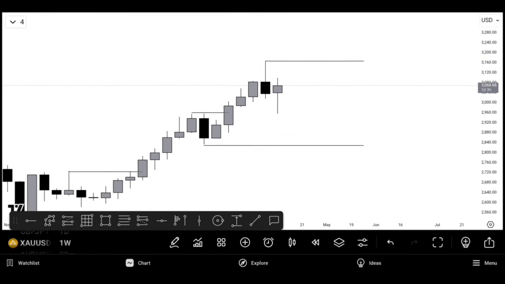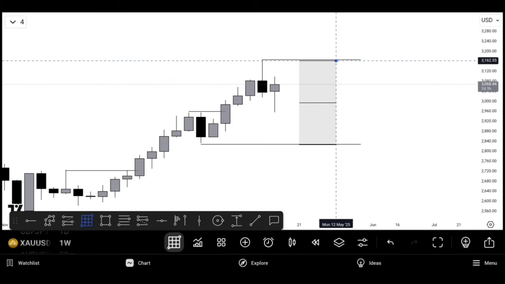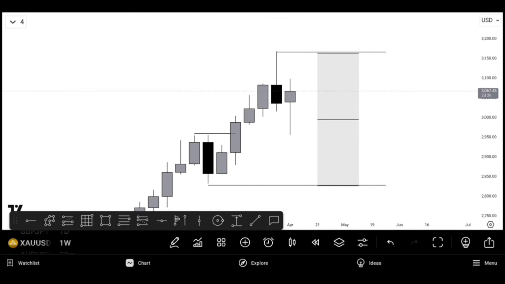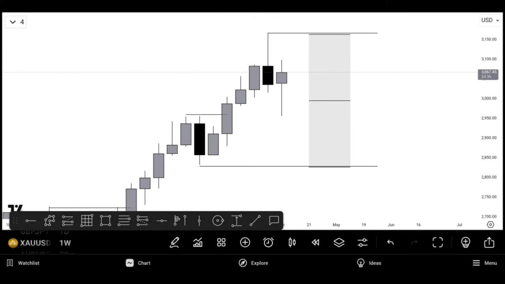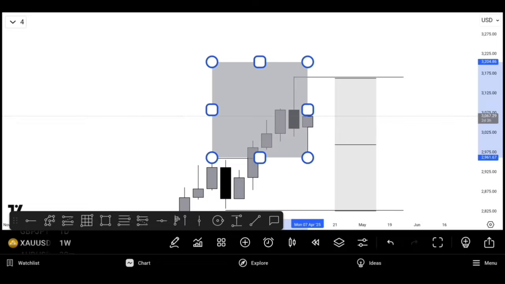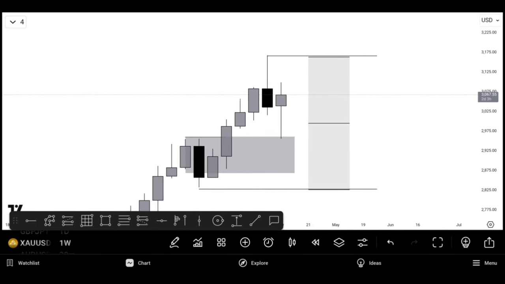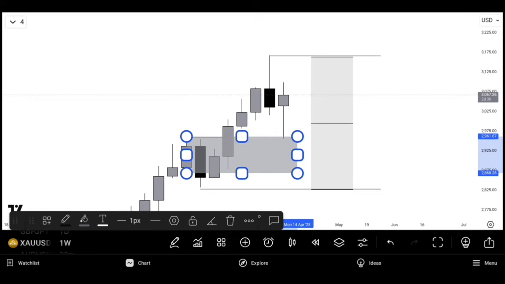So basically, what I just capitalized on was on the weekly time frame, I saw that price retraced into the discount of the weekly time frame. When price retraced into the discount of the weekly time frame, price came to this range, more like the breaker block that was responsible for that breakout. So price came into that breaker block.